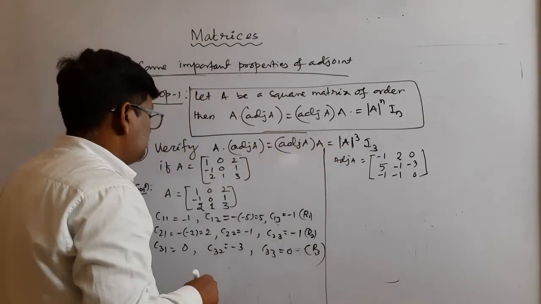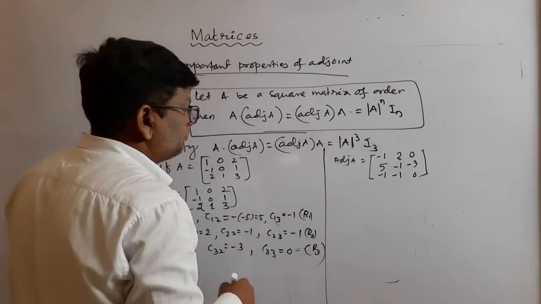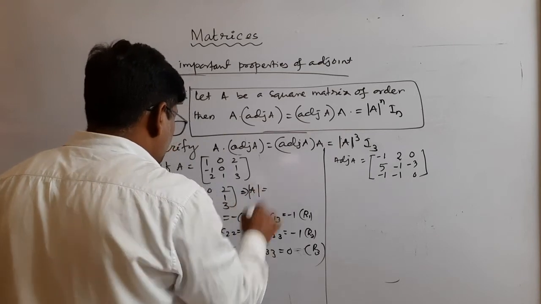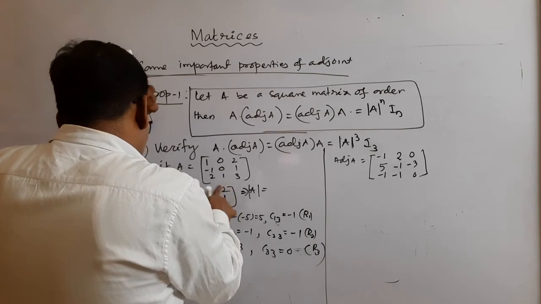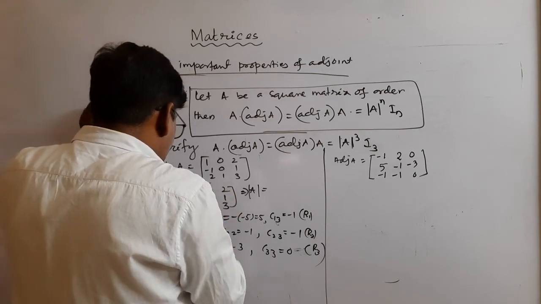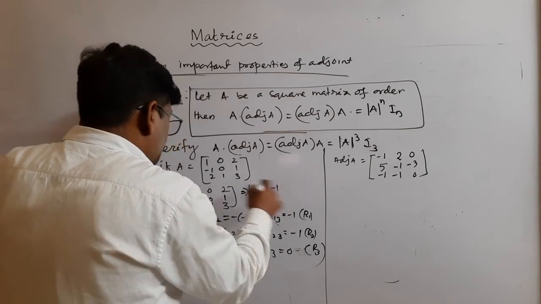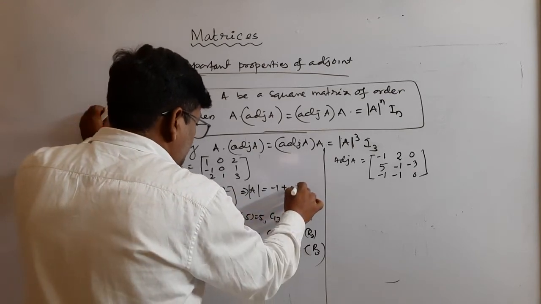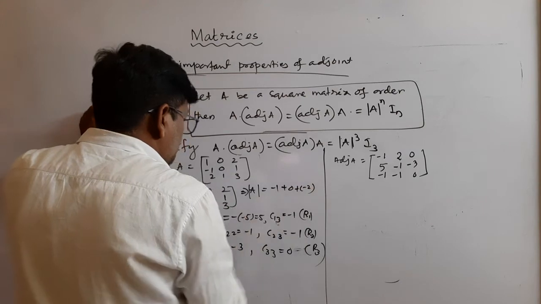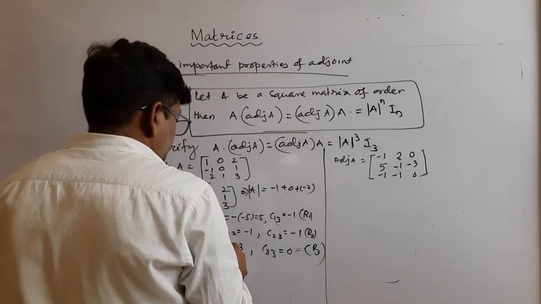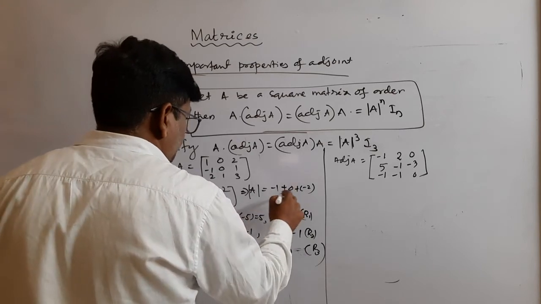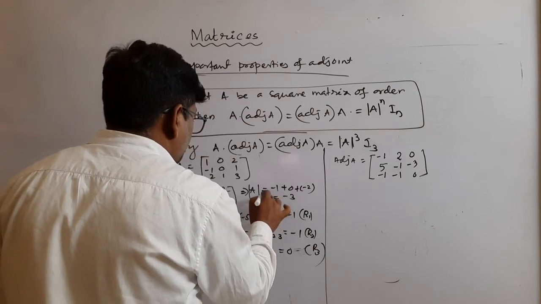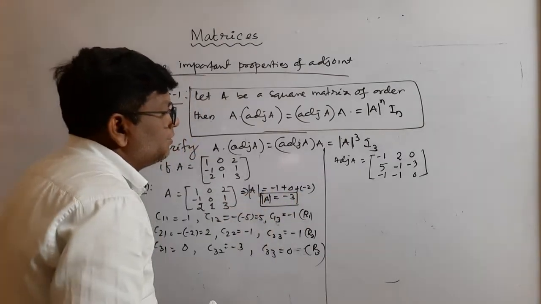Now take out the determinant value. We need determinant A, so let us find the determinant value. 1 into minus 1 is minus 1, the second term is 0, the third is 2 into minus 1, minus 2. So the determinant value is minus 3. So this is determinant A is equal to minus 3.